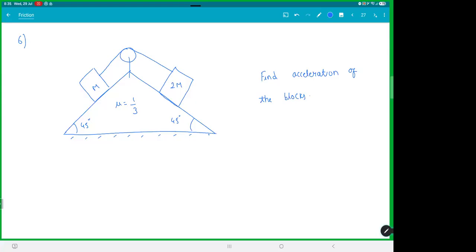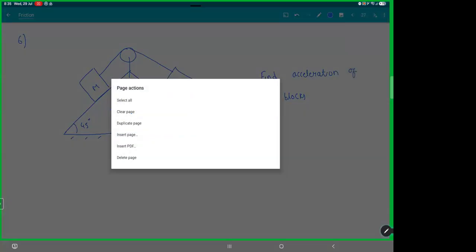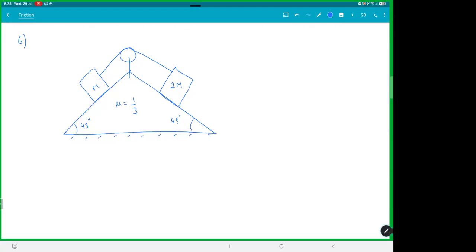So first thing, in this kind of question, you need to check whether the system can even move in the first place. That's the headache with friction. Remember, friction's job is not to give the maximum value. So if you look at the scenario here, what is the pulling force here? This will be 2mg sin 45. And what is this force here? This will be mg sin 45.